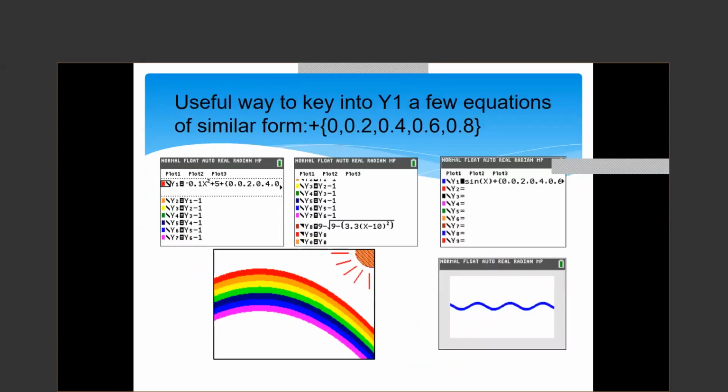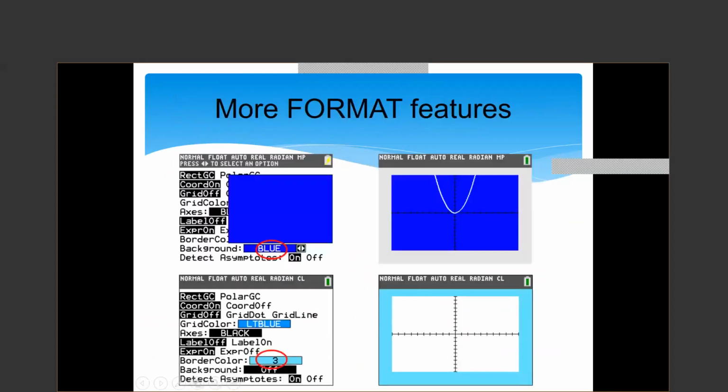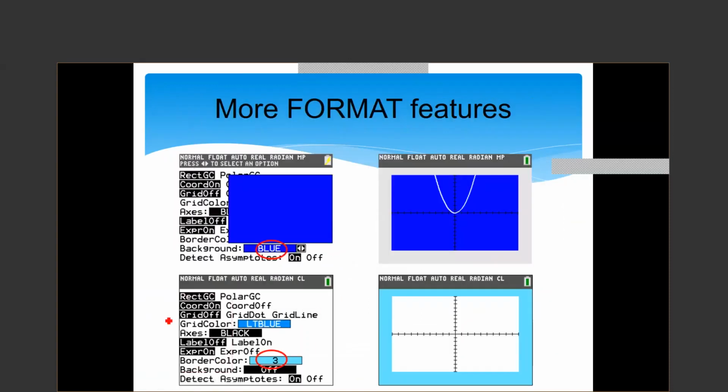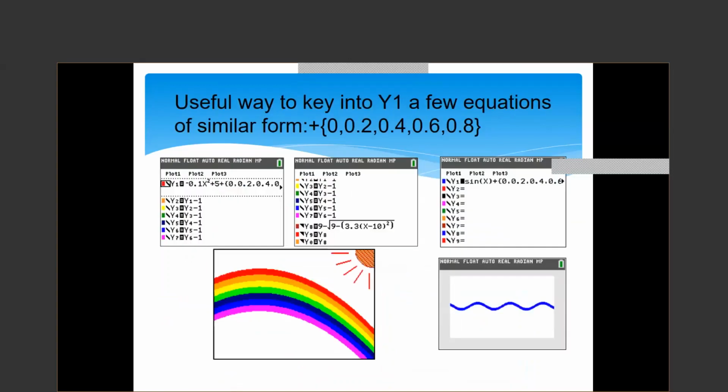Another very useful way to key in equations, because I have to key in so many equations, is that sometimes I want to key in a family of curves. We call that a family of curves. So in this case, see what happened? When I key in 0.1, minus negative 0.1 x squared plus 5. So that is my first rainbow curve. But I would like this curve to be very thick.